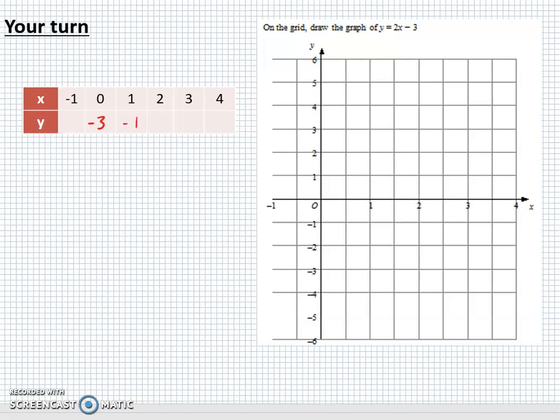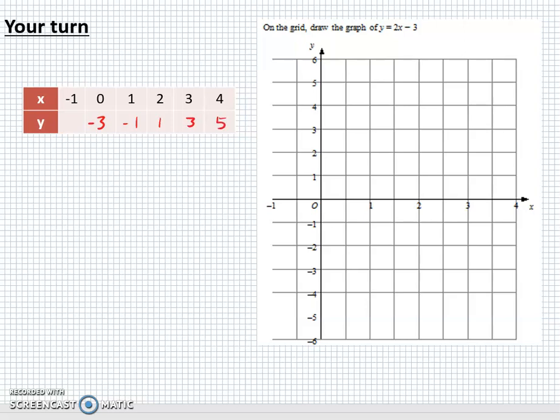2 times 2 is 4. Take away 3 is 1. 3 times 2 is 6. Take away 3 is 3. 4 times 2 is 8. Take away 3 is 5.